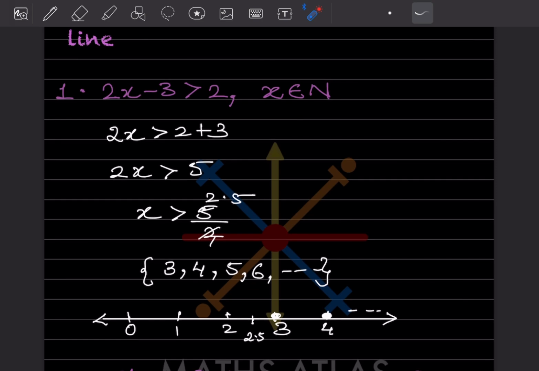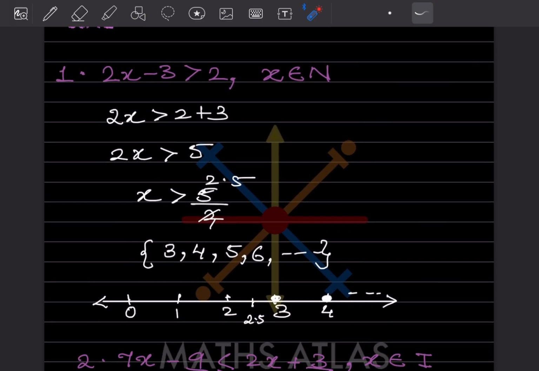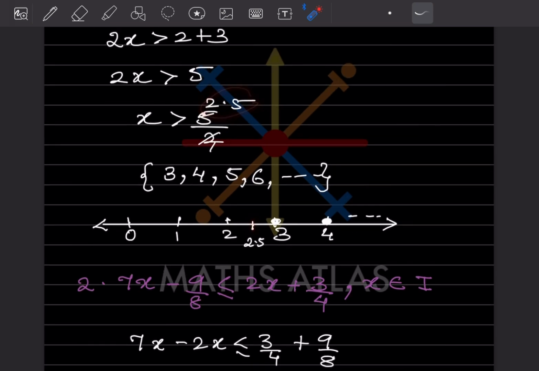So here we have to represent this on the number line. So what will we do? We will write here randomly 3 and 4, and this shows that it goes on. For the previous numbers we can write 1 or 2 numbers. Then we have to show the points over here, 3, 4, and so on. So here 2.5 is shown.